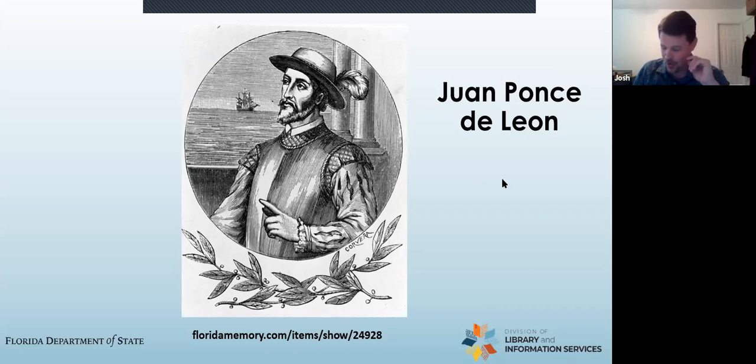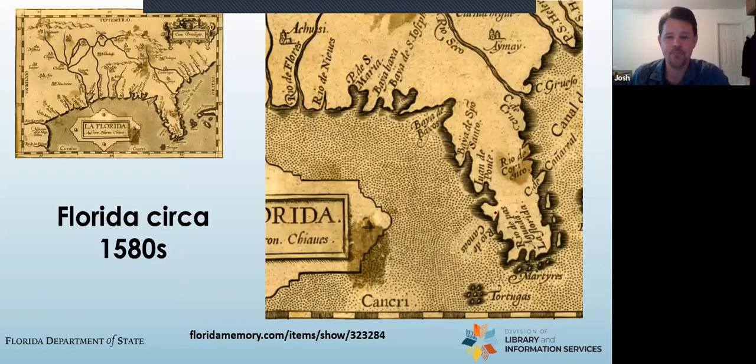While he's going around Florida here, let's see if I can get my next slide up. There we go. All right, so Juan Ponce lands somewhere in here for his initial claiming of Florida for the Spanish crown. By the way, this map is from the 1580s, so all of these named places that you see on here, Juan Ponce would not have known these names. He would not have even discovered these rivers that are being identified here. But this is just to give you a sense of what the Spanish explorers think Florida looks like in the 16th century.